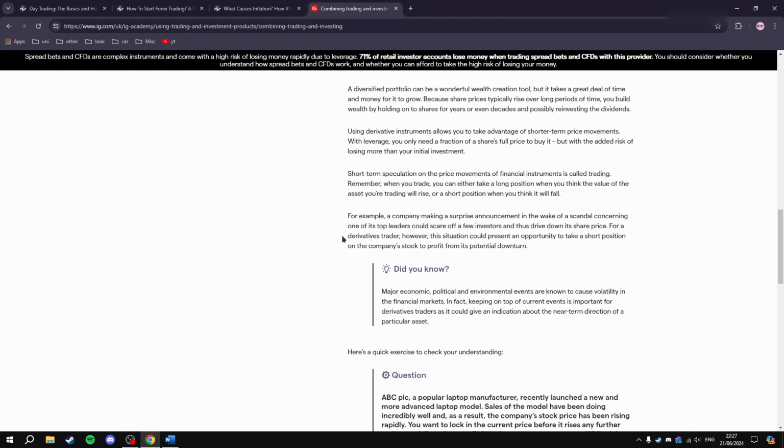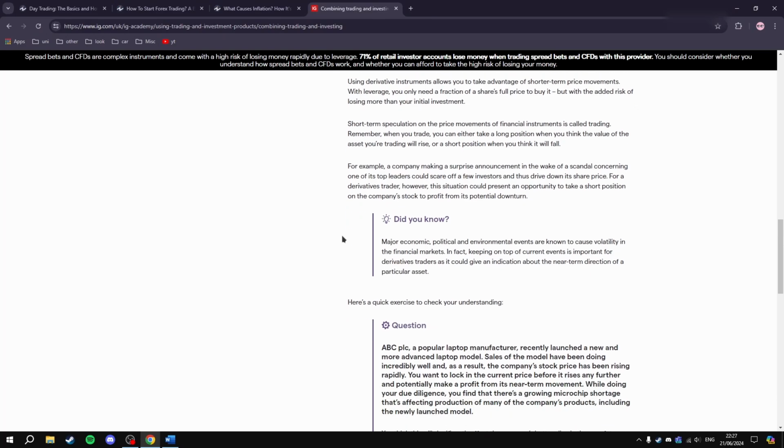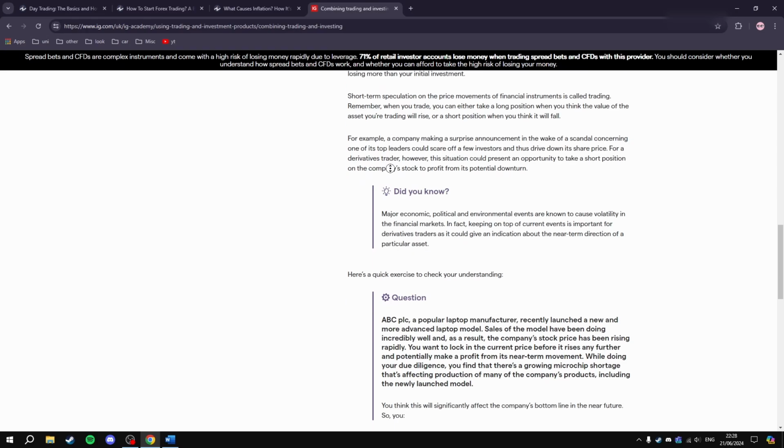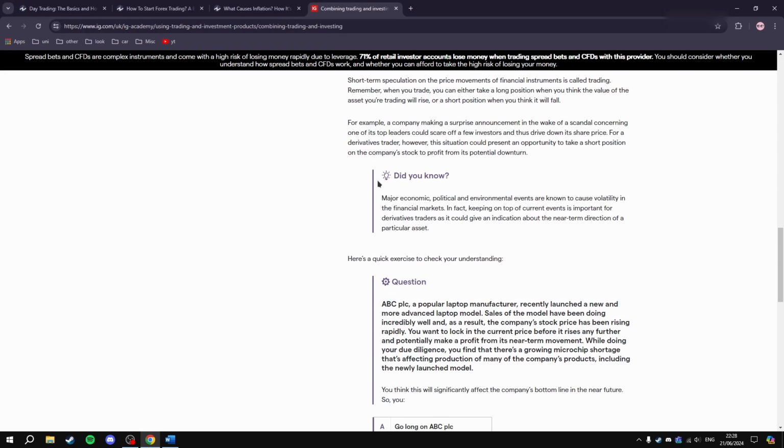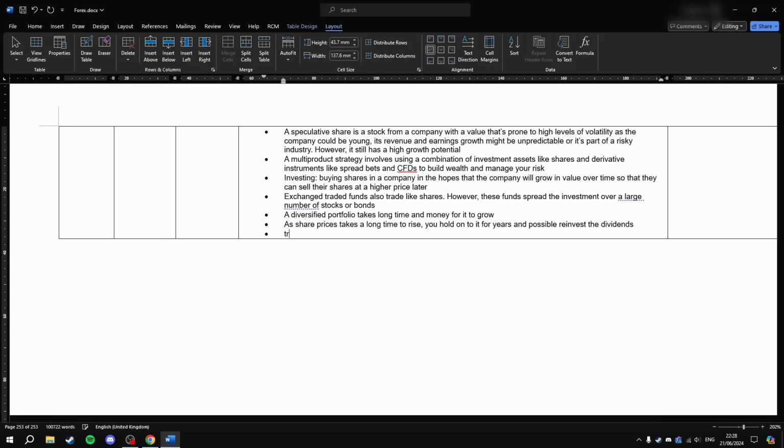Using derivative instruments allows you to take advantage of shorter term price movements. With leverage, you only need a fraction of the full share price to buy it, but with the added risk of losing more than your initial investment. Shorter term speculation on the price movements of financial instruments is called trading.